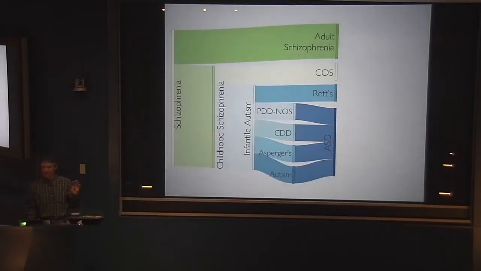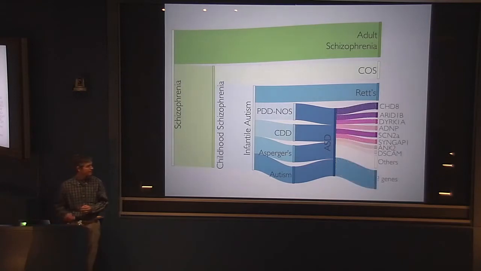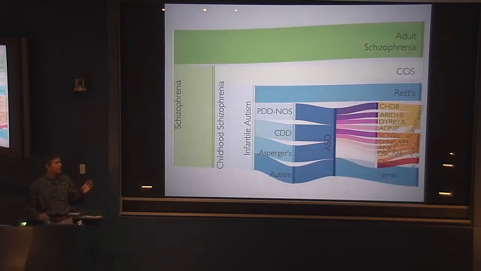So if we look at these elements, maybe the way we should be thinking about autism is as a spectrum disorder that's influenced by many genes, but these genes in turn are linked to certain pathways. So you have genes that are acting on transcription, genes that are acting on synapse adhesion, genes that are acting on translation, and they in turn might share some common phenotype.